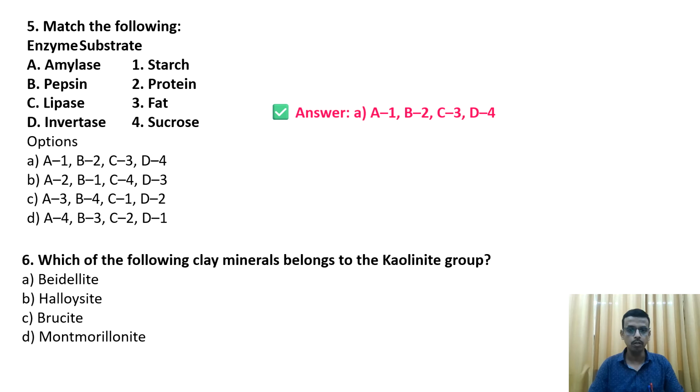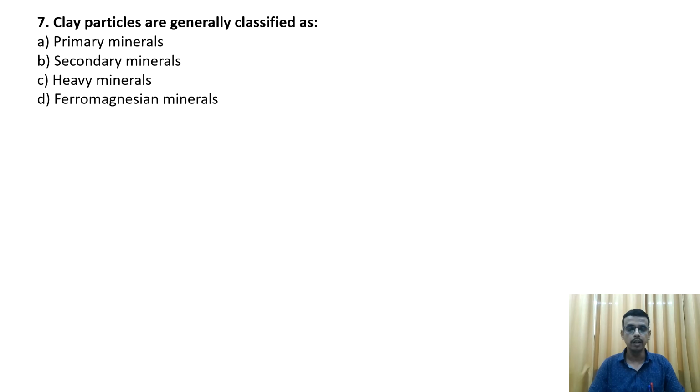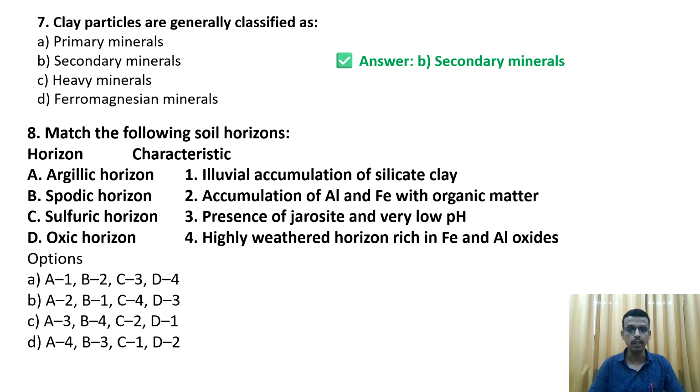Then coming to the sixth question, which of the following clay minerals belongs to the kaolinite group? Kaolinite is a 1:1 type clay mineral. Among these four options, halloysite comes in this group, so the answer is B. In the 1:1 type, kaolinite, halloysite, nacrite, dickite all come under 1:1 type clay minerals. Then number 7, clay particles are generally classified as secondary clay minerals. Then match the following: argillic horizon.